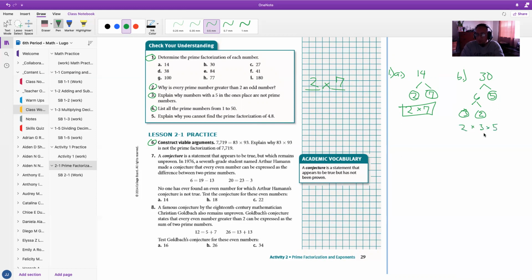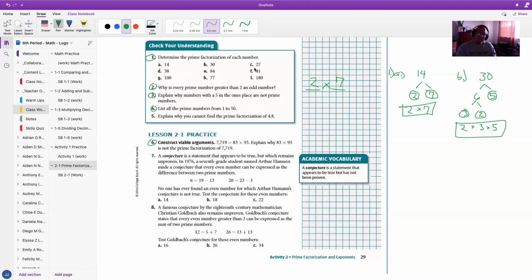Again, all I did is I put them in order. Note that if you put them in a different order, like 3 times 2 times 5, technically that is still correct, but it's just not very neat. Let's organize them. So I'm going to ask you to put them in the right order on Schoology as well. All right, so that's what you're going to do for all of these.